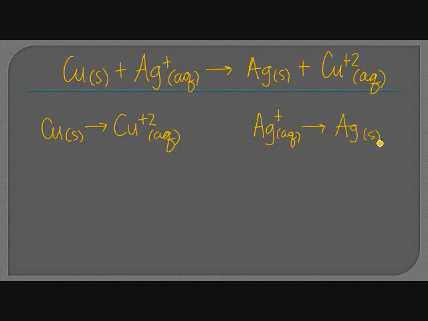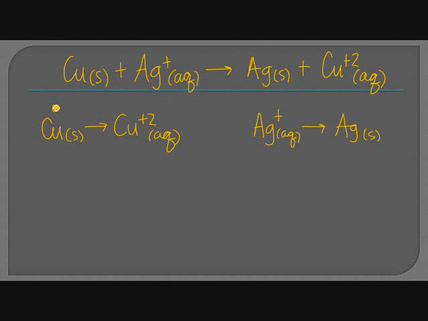Alright, so at this point we need to figure out how many electrons are transferred in each half reaction. These are both our half reactions, and then we want to make sure that the number of electrons match, and then we will add them back together. So for copper, it goes from a 0 to a +2. So that is 2 electrons change.